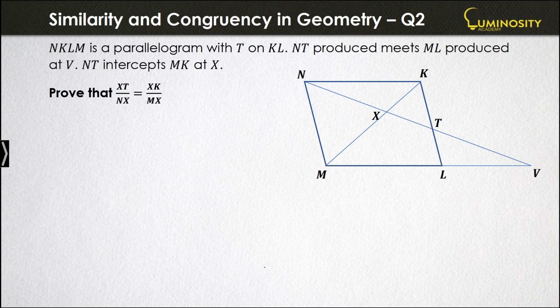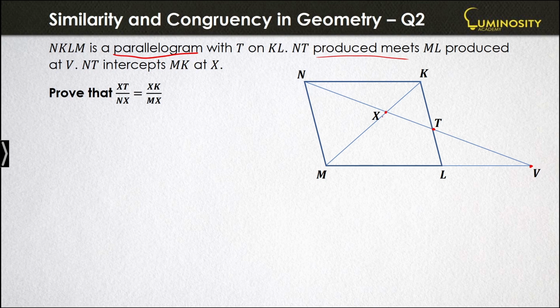We're given that NKLM is a parallelogram, so that's really important because we can use the properties of a parallelogram, with T being on the line KL. Okay, so there's that point T. The line NT, if we connect them, is then produced, which means it's extended out to meet this baseline ML here at a common point V. NT, this line here, intercepts with the diagonal MK at the point X.